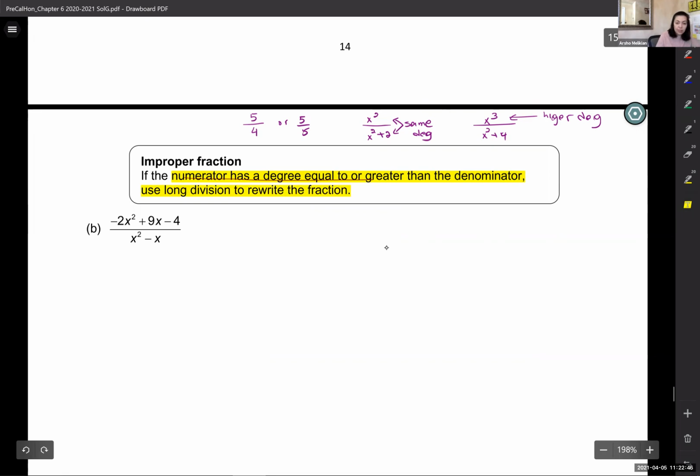So notice here, this is an improper fraction. All right, let's do long division. Do you guys remember how to do long division from algebra 2?